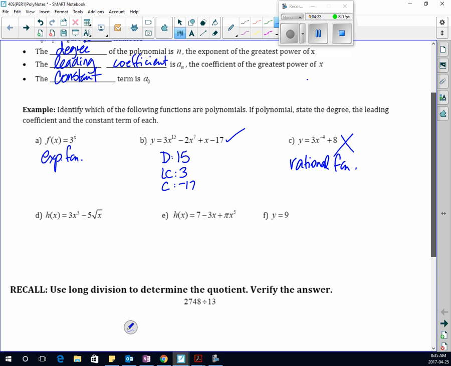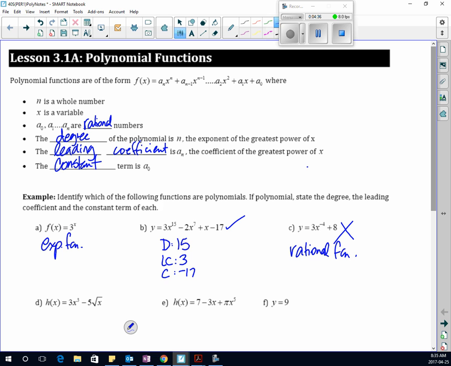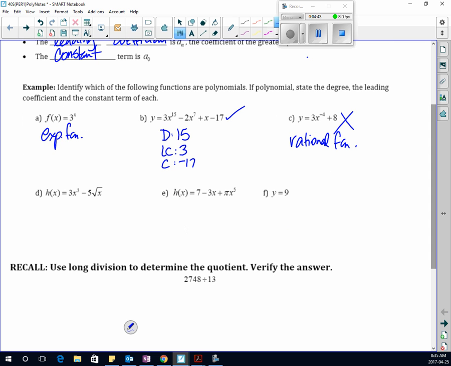Okay, next one. H of x equals 3x cubed minus 5 root x. Is that a polynomial? I will go back to the definition. N has to be a whole number, meaning the exponents have to be whole numbers. What is this exponent right here? It's a half. Is that a whole number? No, so that is not a polynomial. That's a mixture of two different types of functions, so it would be hard to name it.